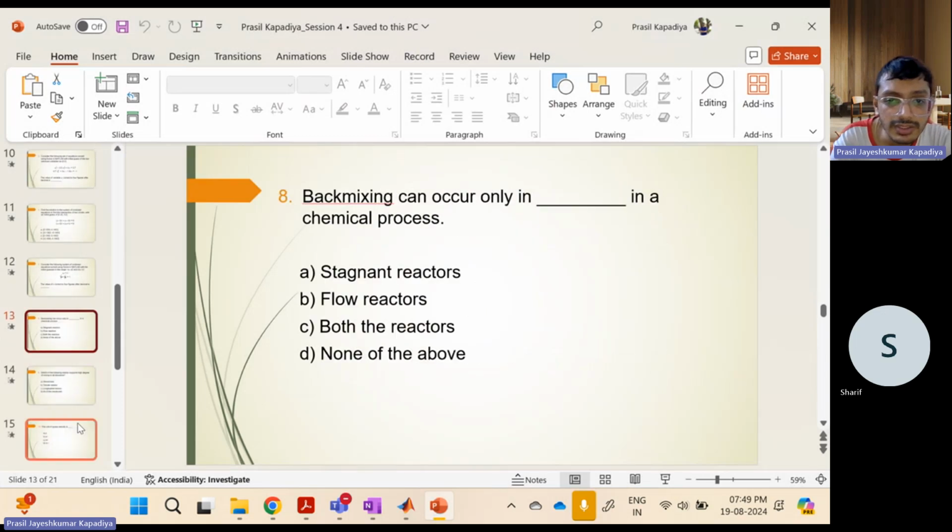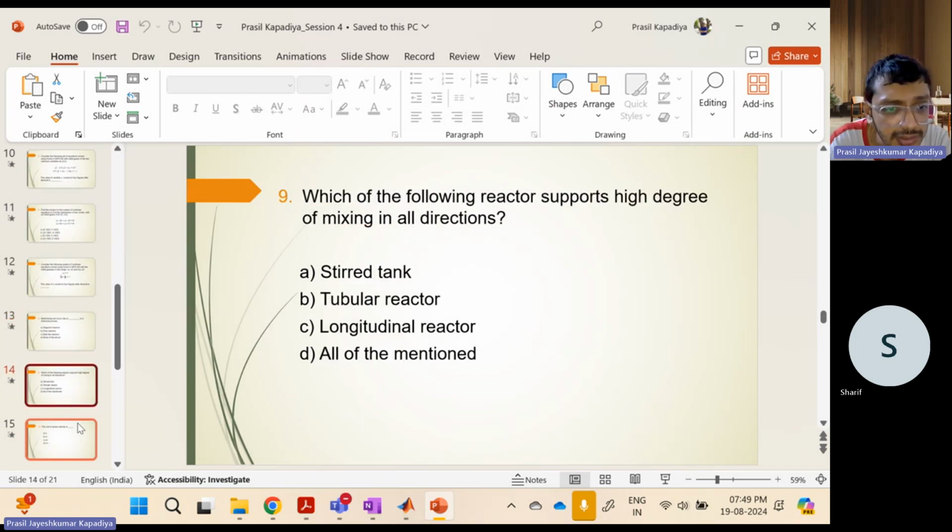Okay, next question. Back mixing can occur only in which kind of process? Back mixing is not going to happen in stagnant reactors, right? It will only happen when there is a flow in the reactor. So the correct answer is flow reactors.